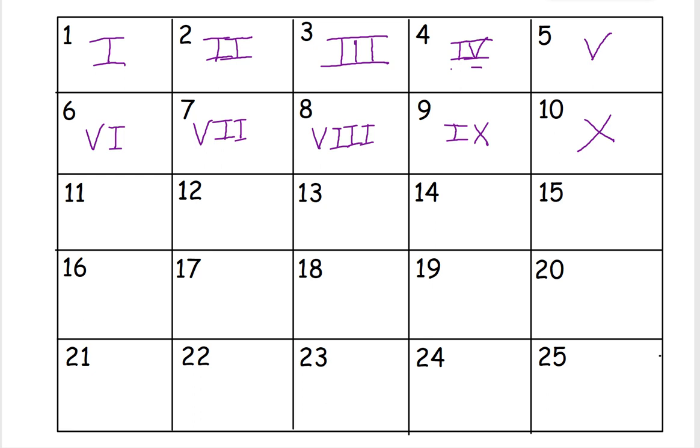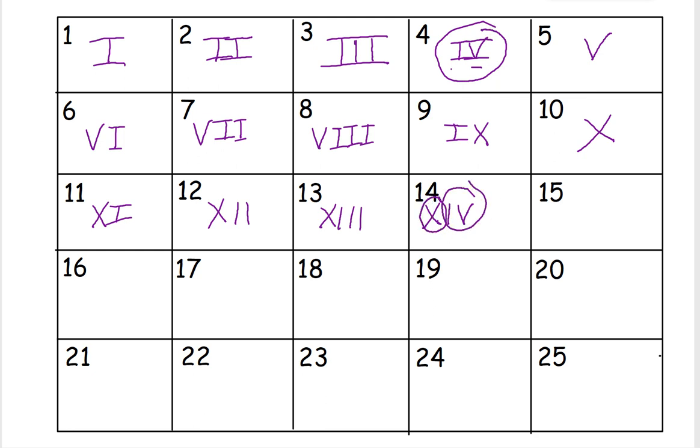So 11 is an X for 10 and then an I for 1. Then an X with 2 I's for 12. 13 is an X with 3 I's. 14 is an X and then an I and a V, because 4, remember, is an I and a V. So 14 would be the X for 10 and then the 4. So it's XIV. And then 15 is X with a V next to it, because that's 10 plus 5. Okay, and we're going to keep going.